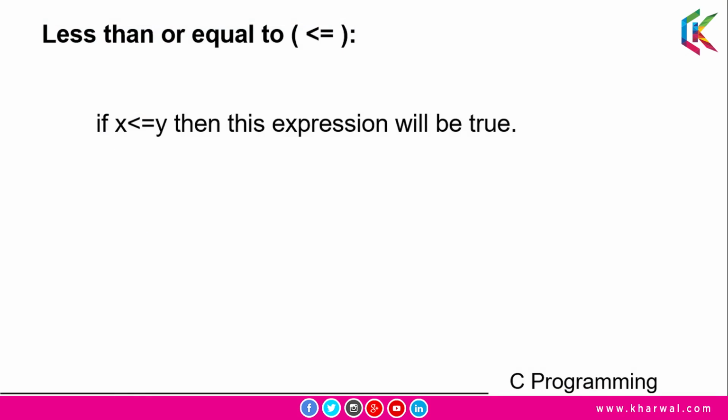Guys, next relational operator is less than or equal to, and if x is less than or equal to y, then this expression will be true and it will return 1. Otherwise, it will return 0. So let's take an example of it.